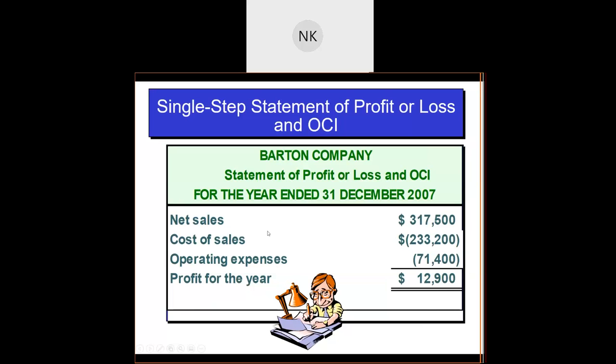So never mind, for the others maybe we can try some questions so you can practice it. It's just a matter of how to present your statement of profit and loss, either single step or multiple step. Okay, I think that's all.